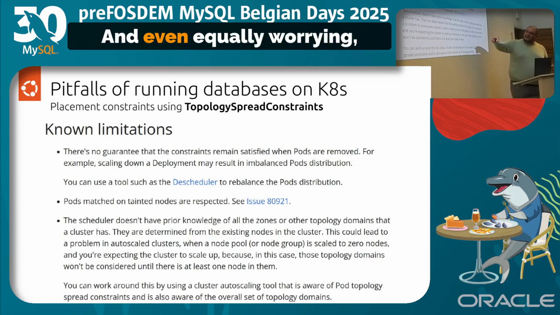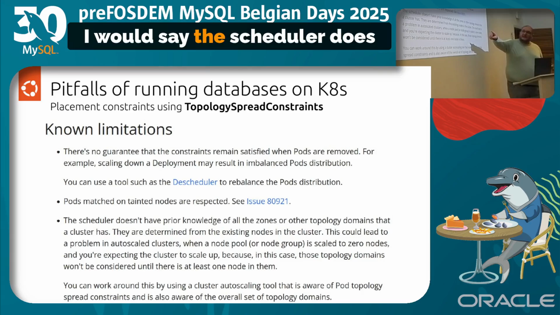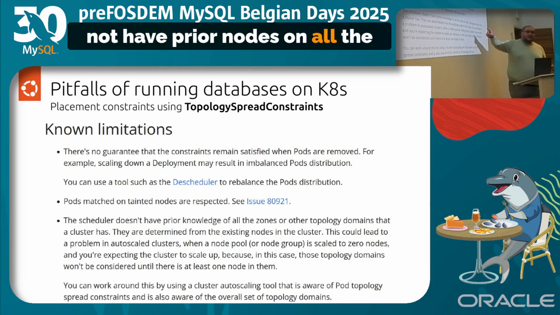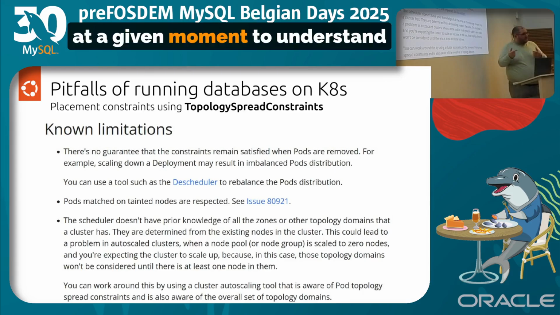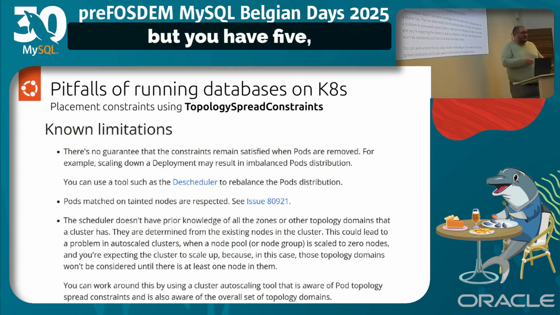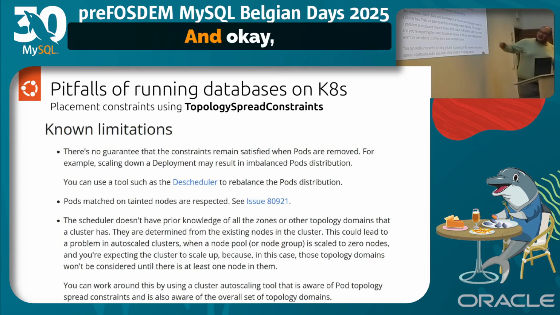And even equally worrying, I would say, the scheduler does not have prior knowledge of all of the zones, because it will rely on the nodes that you have at a given moment to understand what are the zones available. So if you have nodes in only 2 zones, but you have 5 zones, you will use only those 2. And there are other ones as well.